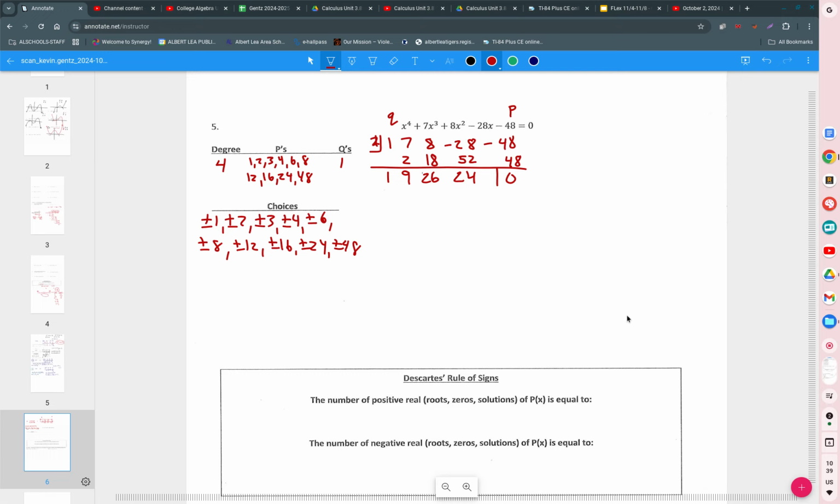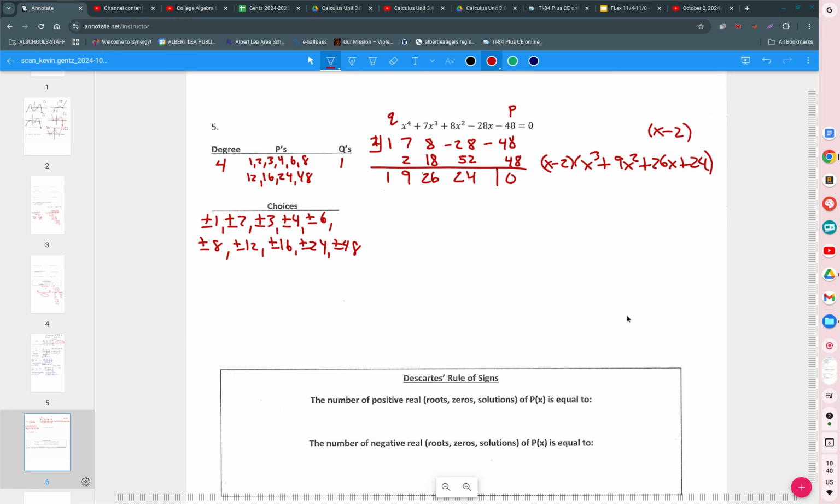If 2 works, then what's the factor? X minus 2 is the factor. So what we've learned is that this x to the 4th factors to x minus 2 times x cubed plus 9x squared plus 26x plus 24. That's what we've learned so far. Now yesterday, every time we did it, we came up with an x squared. Now I came up with an x cubed. I don't know how to factor that, so what do we do? More. We do it again.